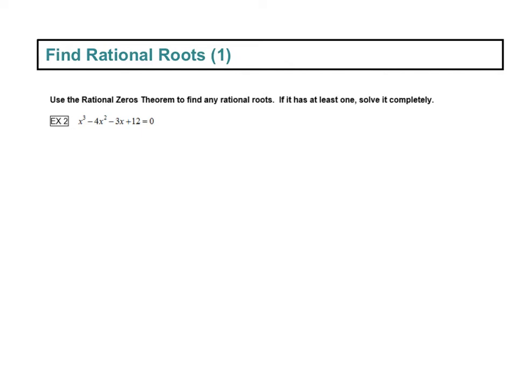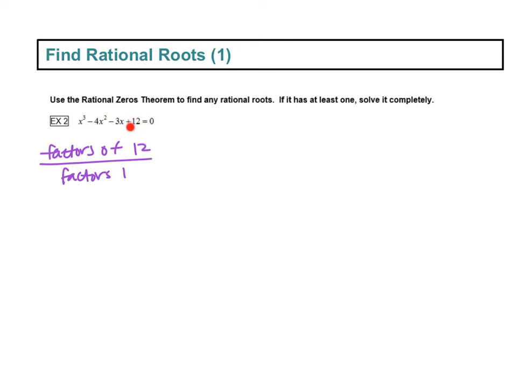Alright, so let's try another example where we're trying to find the rational roots. Directions tell us to use the rational roots theorem to find any rational roots. If it has at least one, solve it completely. So remember, what we do is we take our factors of our constant. Top number is always the one on the end, so factors of 12, and we divide it by factors of our leading term, which is a 1.